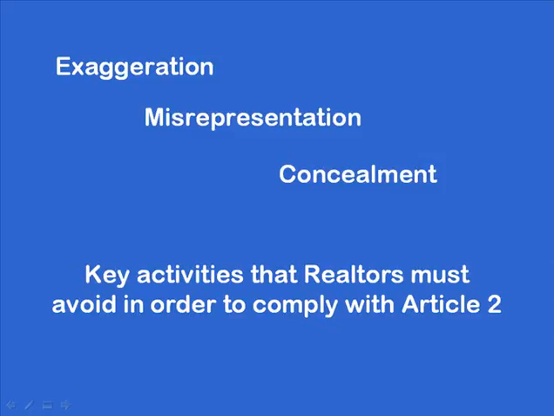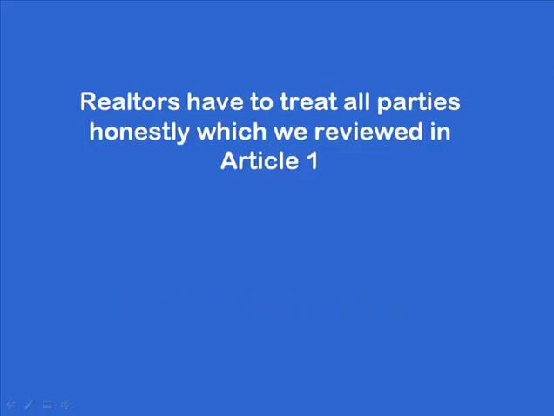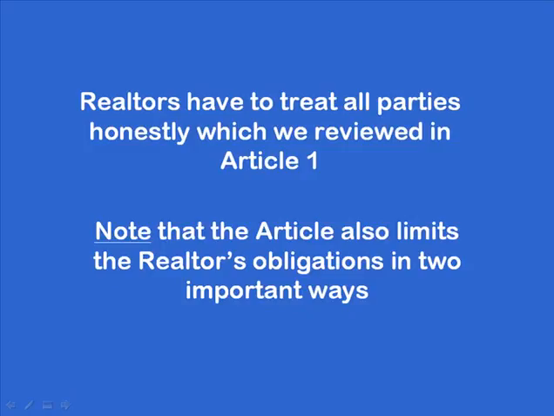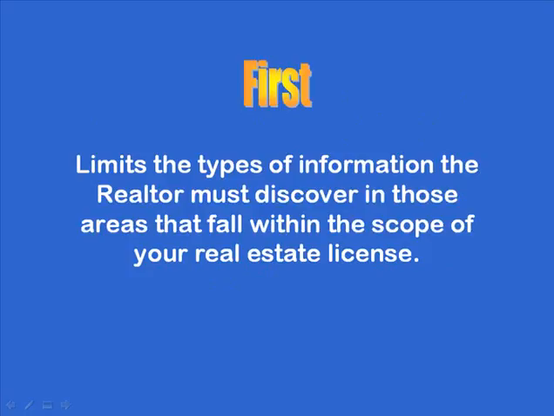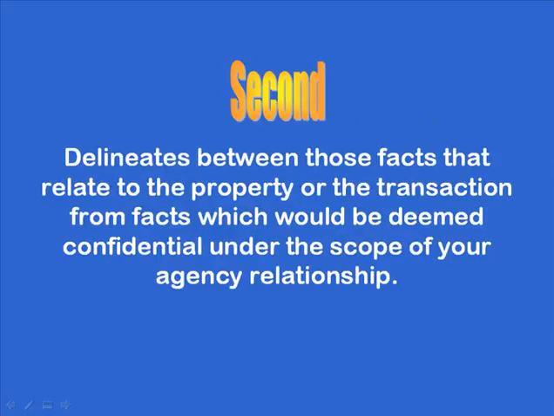Those are the key activities that realtors must avoid in order to comply with Article 2. And this article goes hand in hand with the obligation that realtors have to treat all parties honestly, which we reviewed in Article 1. But note that the article also limits the realtor's obligations in two important ways. First, it limits the types of information the realtor must discover in those areas that fall within the scope of your real estate license. Second, it delineates between those facts that relate to the property or the transaction from facts which would be deemed confidential under the scope of your agency relationship. Let's take a look at each of these limitations.